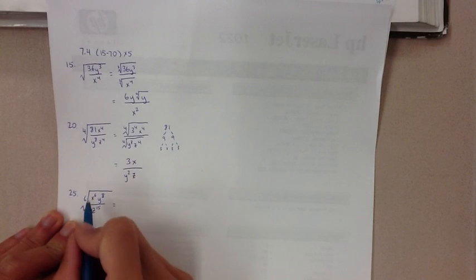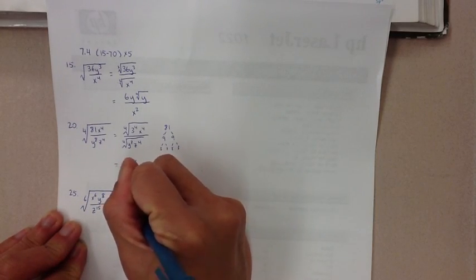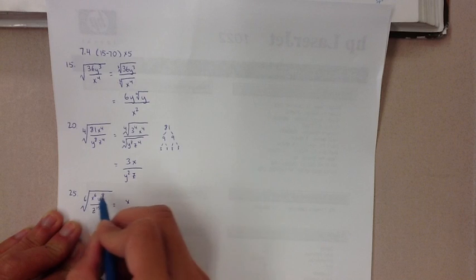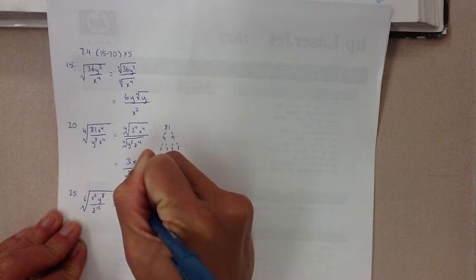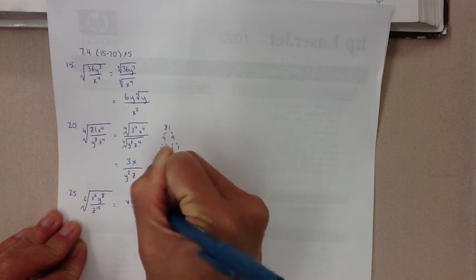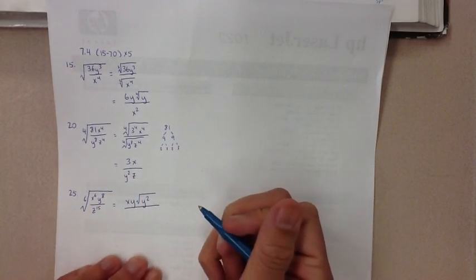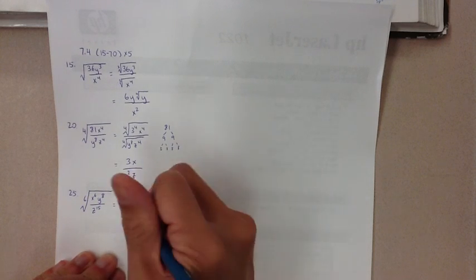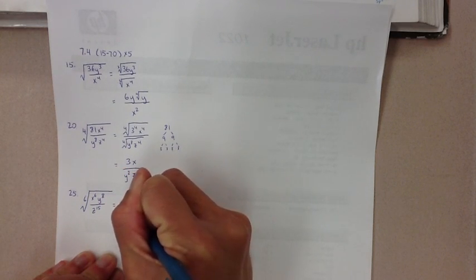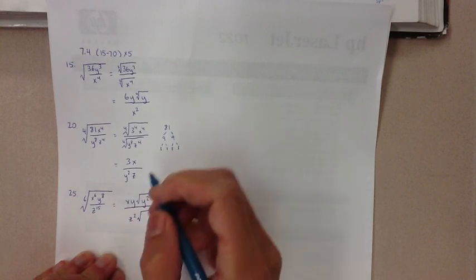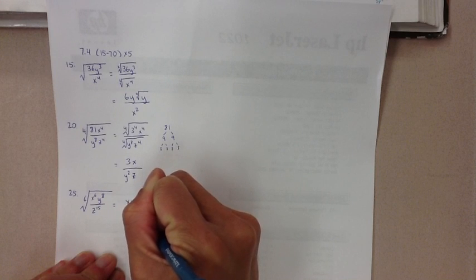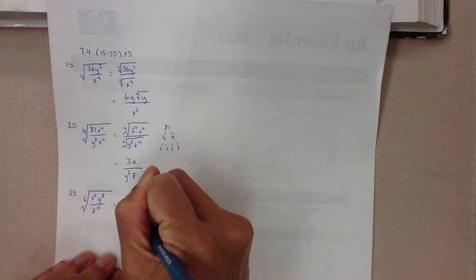Number 25. Sixth root of x to the sixth, we know is x. Sixth root of y to the eighth, well, 6 goes into 8 once, so only one y comes out with a remainder of how many? 2. 6 goes into 15 twice, so that means you get z squared coming out. And what do I have left over? I have z to the third left over.